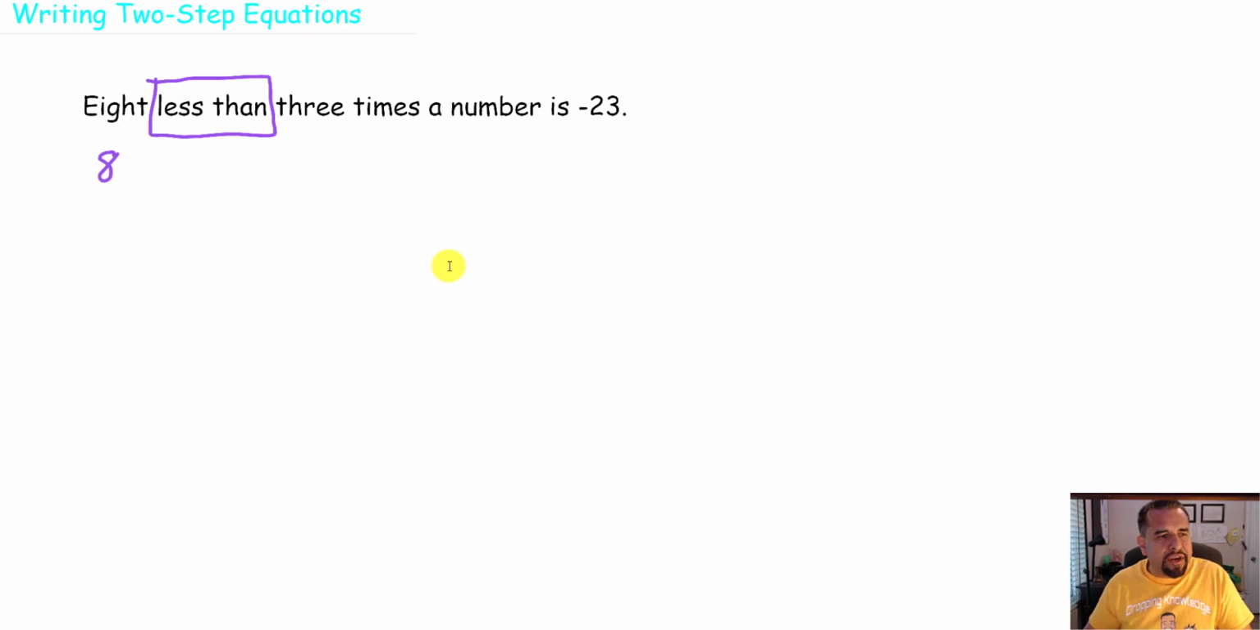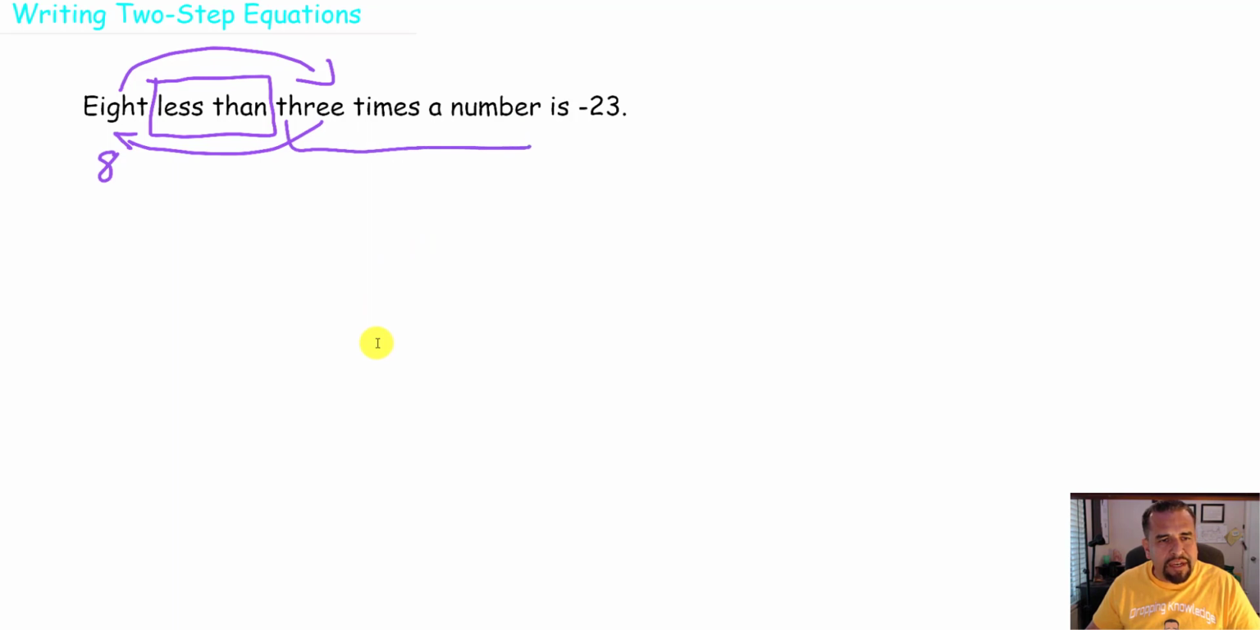So let's take a look here. We're going to flip-flop. And so I know now that I'm going to write my 8 second, and I'm going to write this information first. Well, what information first? 3 times a number. Well, this phrase here, 3 times a number, is simply 3x. And now, this right here, that means equals. And then, of course, negative 23 is simply negative 23.